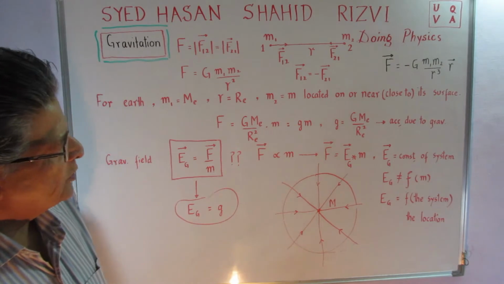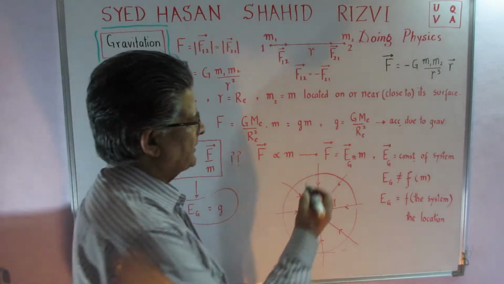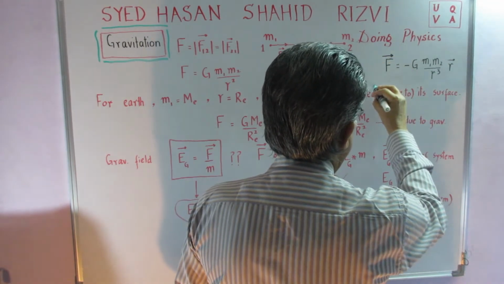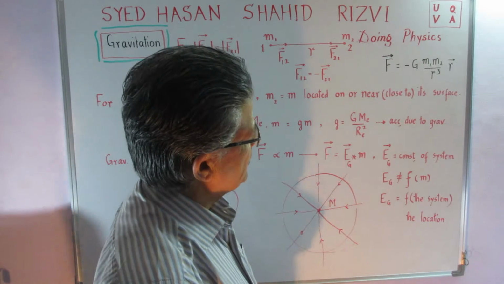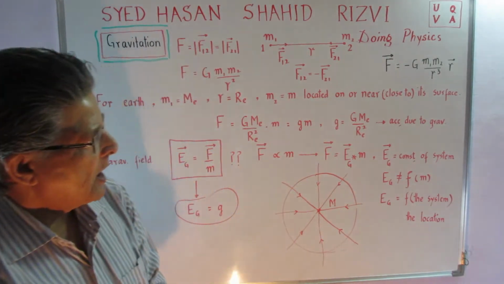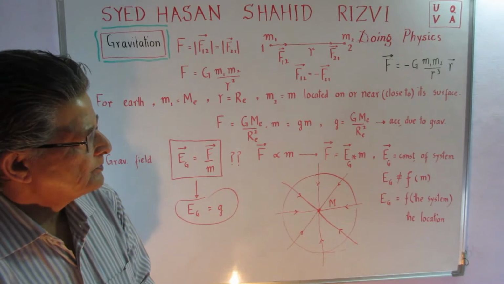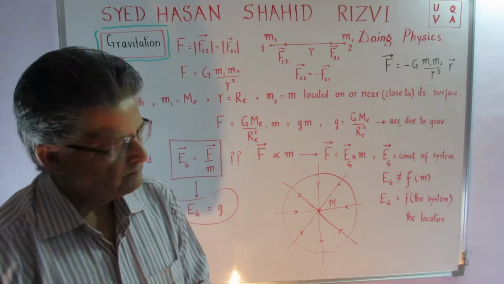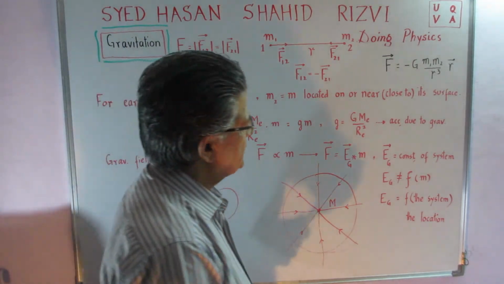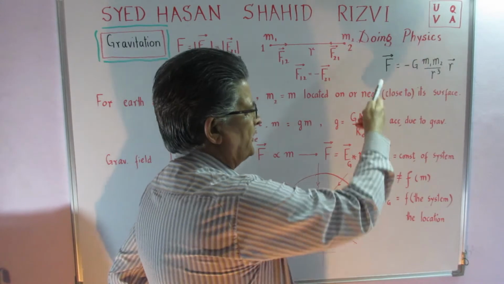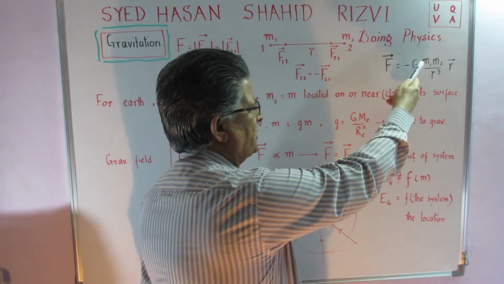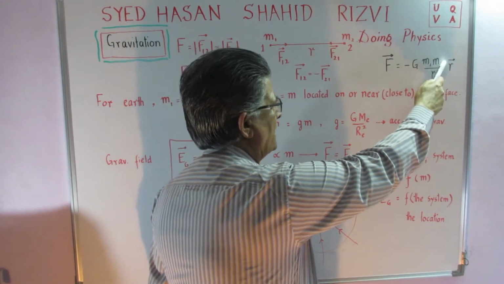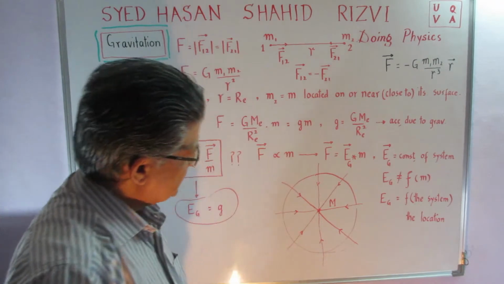And in doing so, we arrived at an equation: F is equal to minus G m1 m2 upon r cube vector r. Okay, so this relation was obtained by us. This could also be written as F is equal to minus G m1 m2 upon r square into r cap. So this is with you.